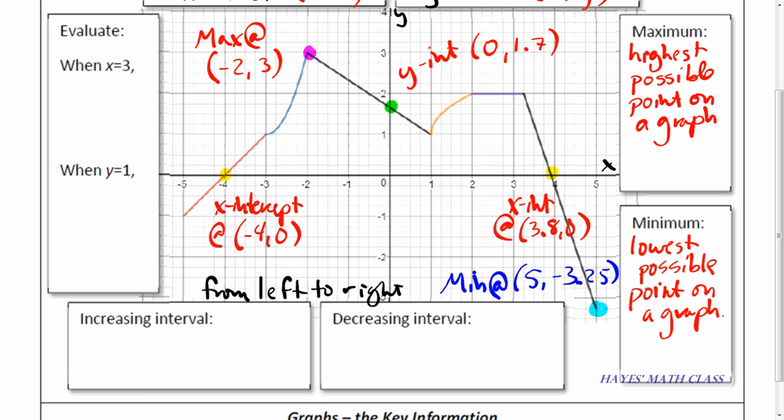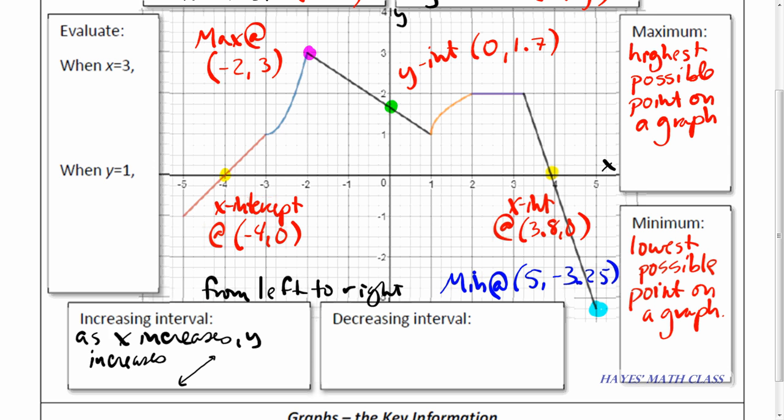So an increasing interval is any place where as x gets bigger, I'll write it out. You guys deserve that. As x increases, y increases. And that definition is important because on the graph, it's pretty easy to see increasing. If you're doing this from a table, and if all the points were in order, it's good to remember that x is getting bigger and y is getting bigger.